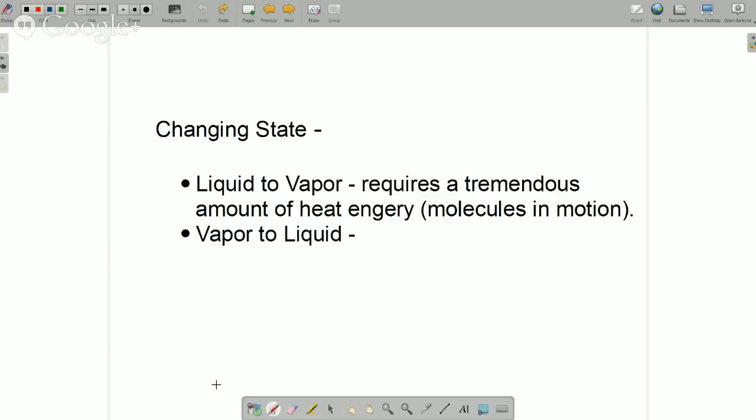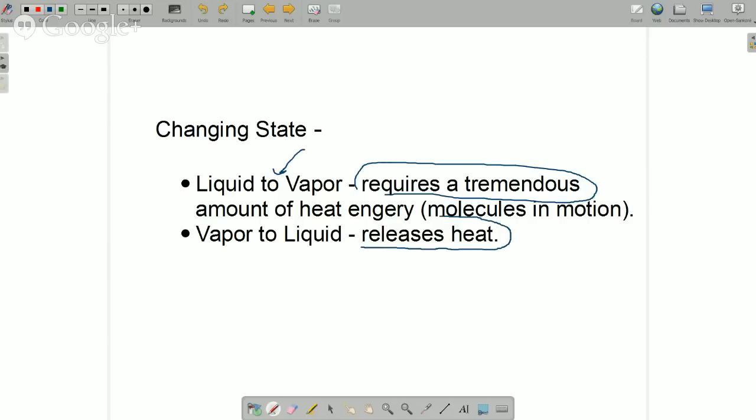And then the other change of state in our refrigeration cycle is vapor to liquid. And that releases all of the heat, all this heat that's required to change the state from liquid to vapor. It's released when the refrigerant condenses back down from vapor to liquid. All right, so change of state is where the refrigeration process happens.